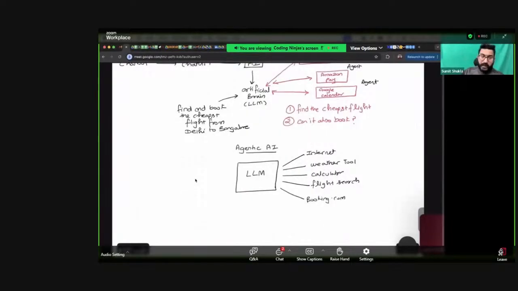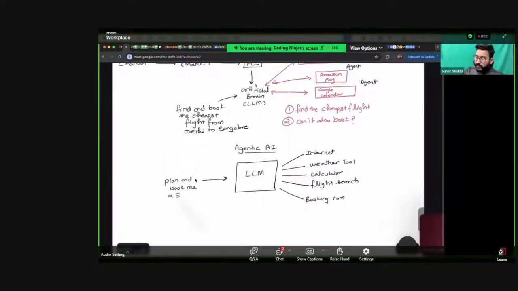And then if you provide this LLM with a question, "Plan and book me a 5-day trip to Bali," I hope you will acknowledge that this LLM, being the artificial brain with access to all these tools, can co-work and complete your entire task, which is the goal. This is the goal of the LLM, done, right? This entire framework is known as agentic AI.